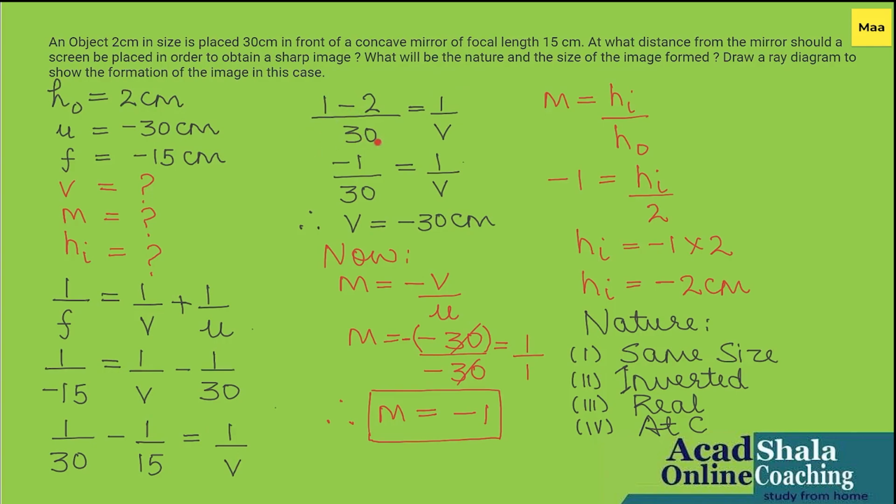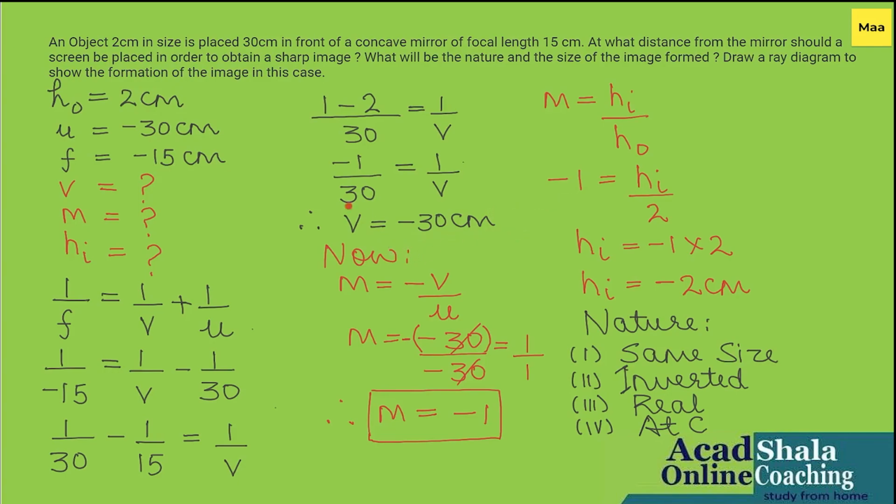Then we will take the LCM and all, and then we will calculate further. It will come out to be minus 1 upon 30 is equal to 1 upon v, and then v is minus 30 centimeter. So what we have done is we have taken out the value of v, which has come out to be minus 30 centimeter.